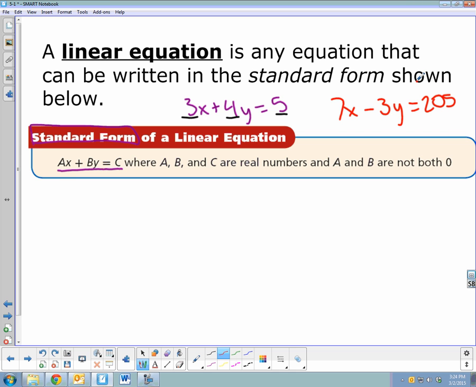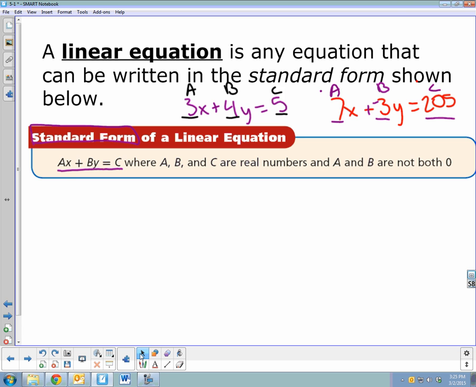We've got 7x minus 3y. However, remember that anytime we have a minus sign, we can always do plus negative. So it's 7x plus negative 3y equals 205. And so there's your A, B, C. It's as easy as 1, 2, 3. So we've got our linear equation.